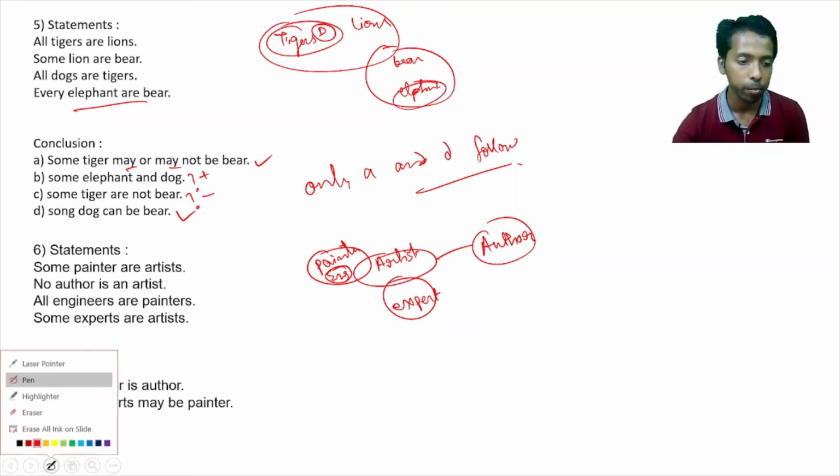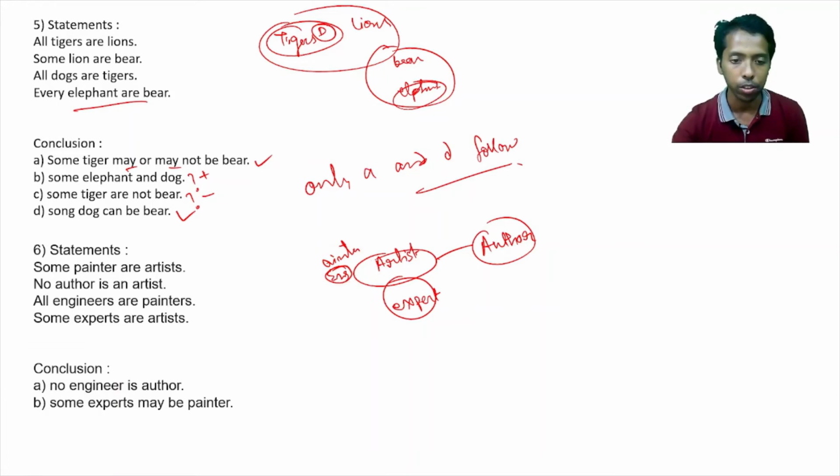Let's make it a little larger to avoid any confusion. This is painter, right? And all engineers are painter. This is it, right? No engineer is author. Doubtful negative. No definite relation here. Some experts may be painter.